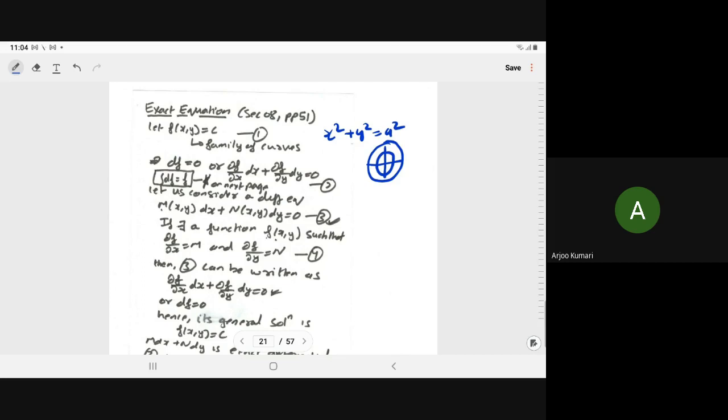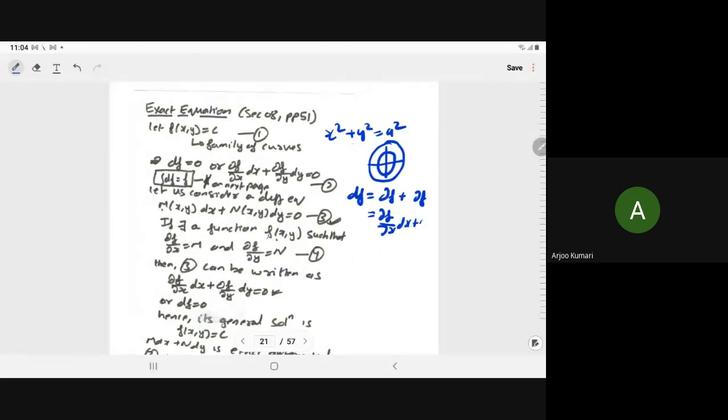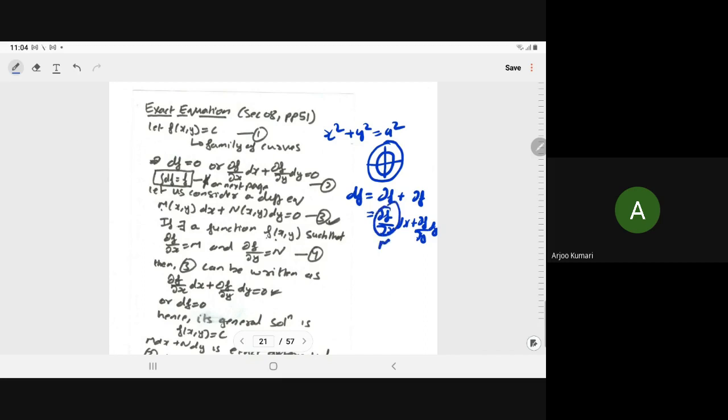This df can be written as del f by del x into dx plus del f by del y into dy. Means this df can be written as del f plus del f. Small, right? Sum of the small part is the small part. So it can be written as del f by del x into dx plus del f by del y into dy. So if you write this as M and this as N, our equation will become M dx plus N dy.